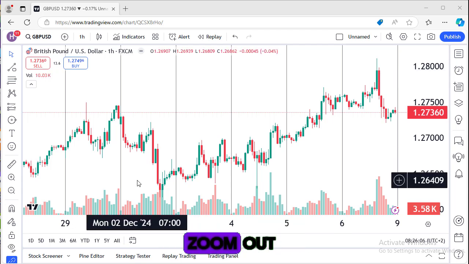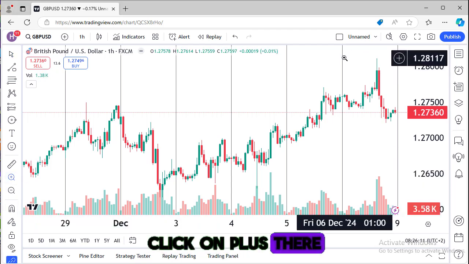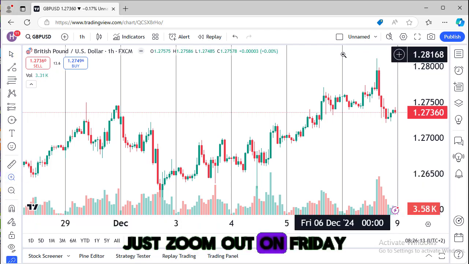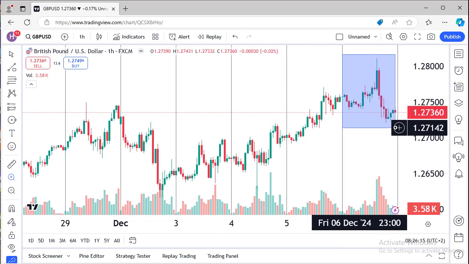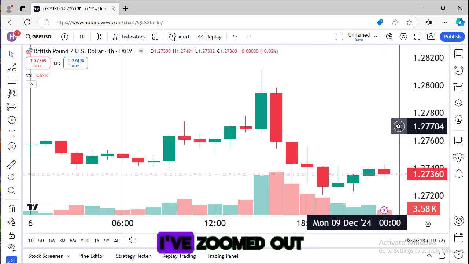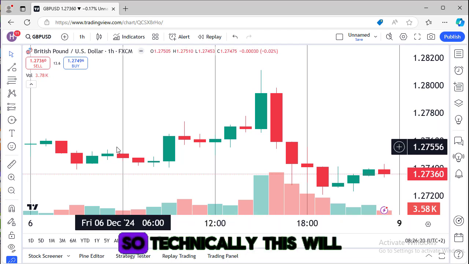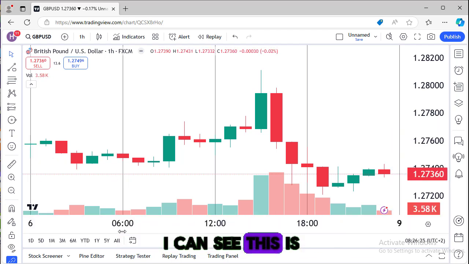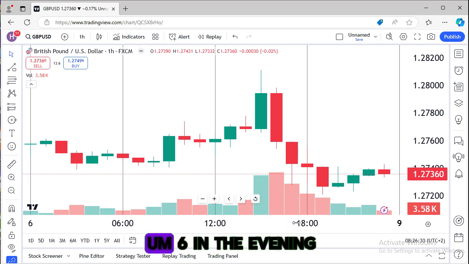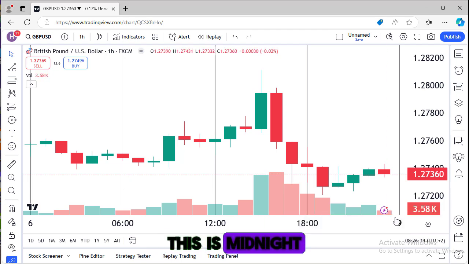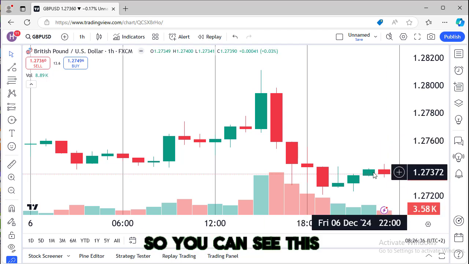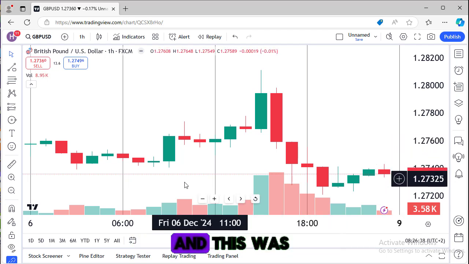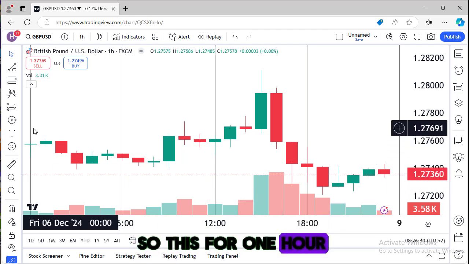Okay, so let me zoom out, click on plus there, and zoom out on Friday. Okay, so now I've zoomed out on Friday. So technically this would be where Friday started. You can see this is 6 in the morning, 12 noon, 6 in the evening. Then of course this is midnight. So you can see this was where the candlestick ended. This is where it started. So this is for 1 hour time frame, right?